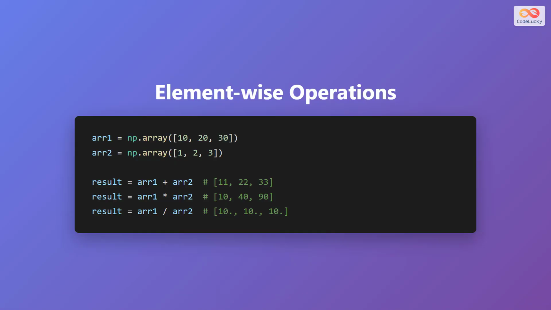NumPy makes element-wise operations incredibly simple. You can add, multiply, or divide entire arrays using standard operators. For example, adding 2 arrays element by element, multiplying them, or dividing them all happen in single operations without any loops. The syntax is clean and the performance is excellent.